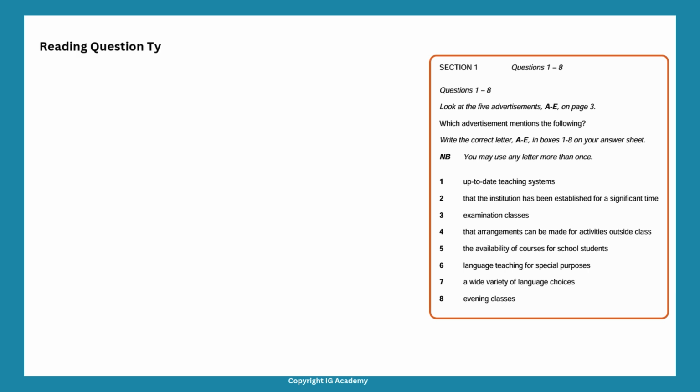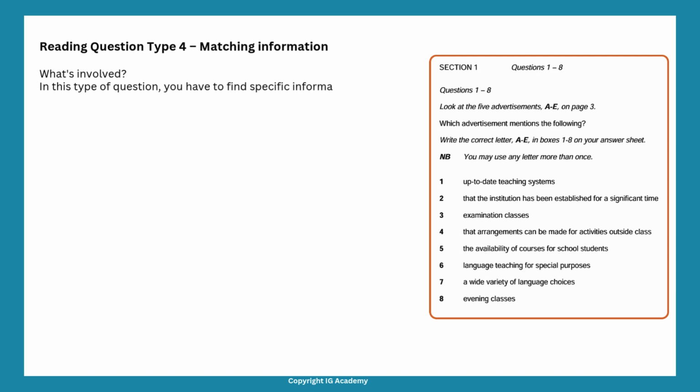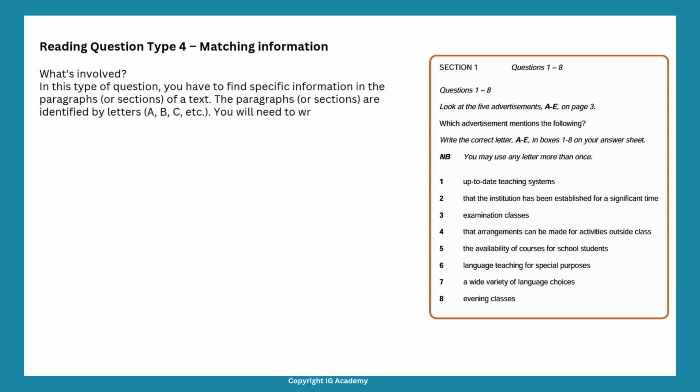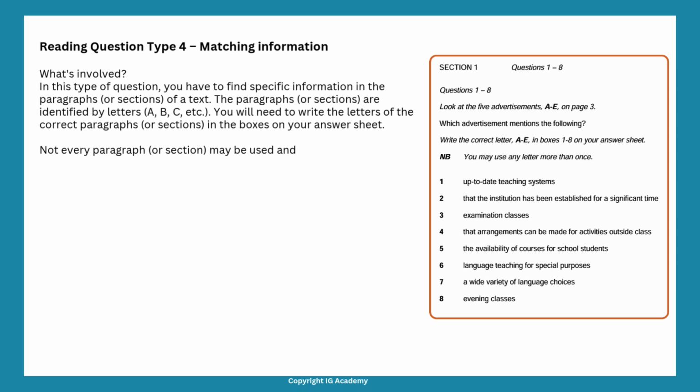Reading question type 4 is matching information. In this type of question, you have to find specific information in the paragraphs or sections of a text. The paragraphs or sections are identified by letters A, B, C, etc. You will need to write the letters of the correct paragraphs or sections in the boxes on your answer sheet. Not every paragraph or section may be used, and some paragraphs or sections may be used more than once.